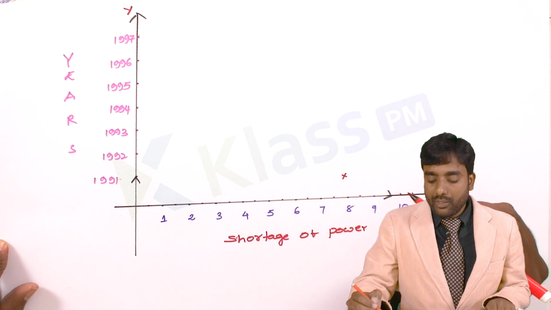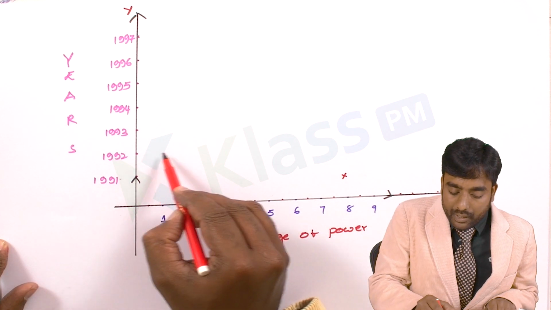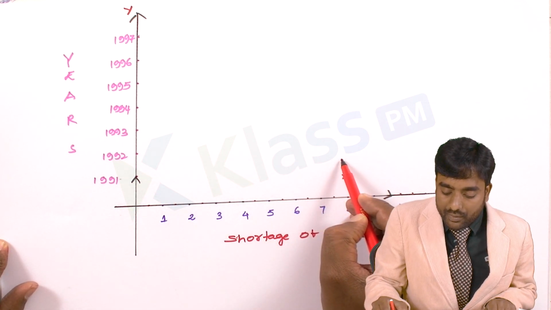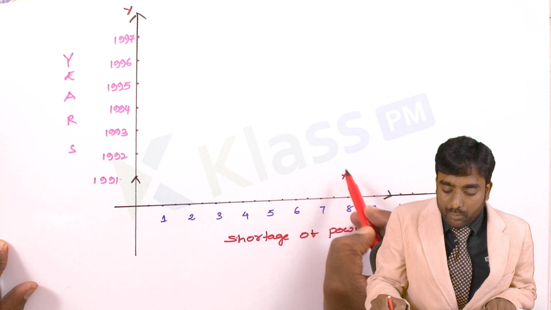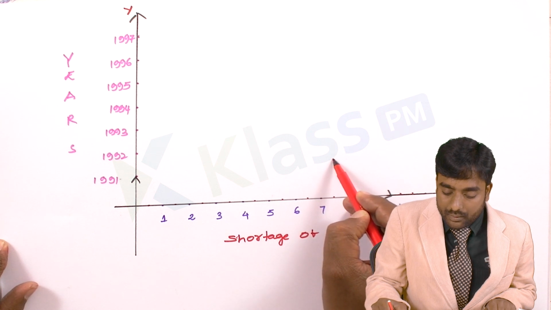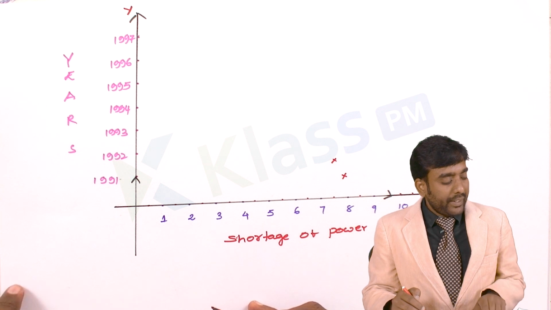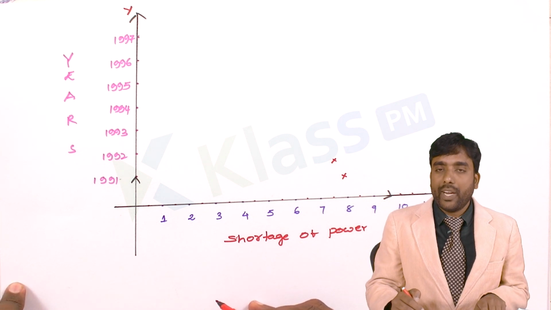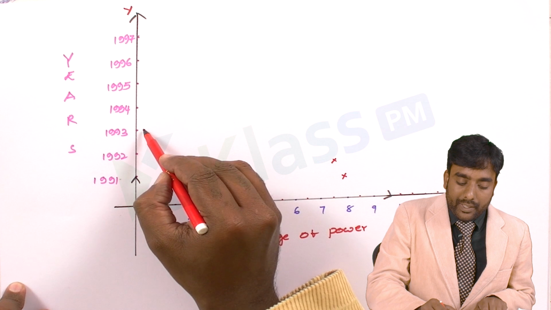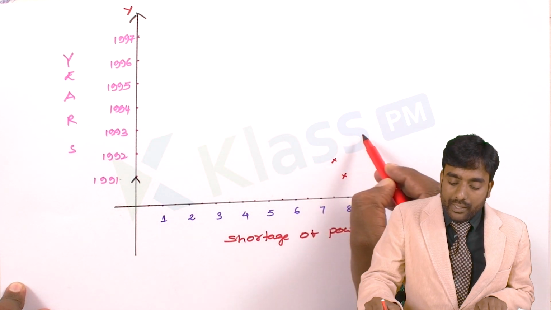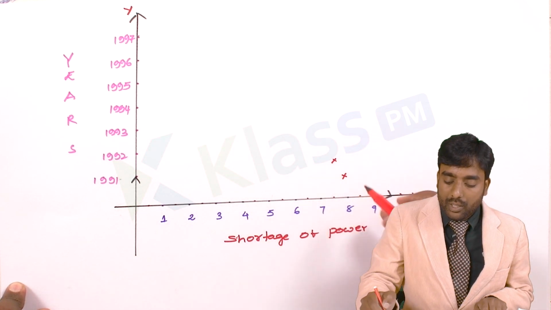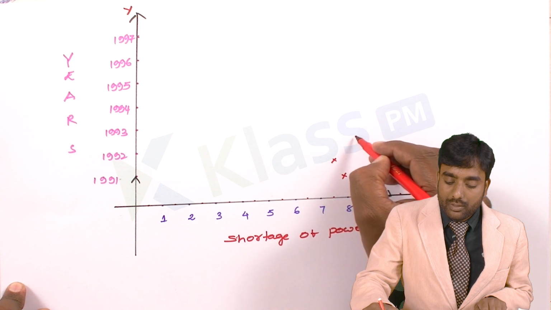For 1992 the shortage of power is 7.8. So 1992 will come here, and 7.8 is just before 7.9. Here you can mark. Next, in 1993 the shortage of power is 8.3. So take the horizontal line for 1993, and 8.3 will come in this range.